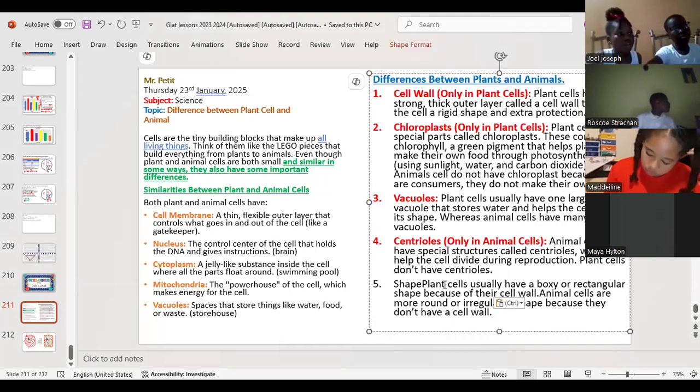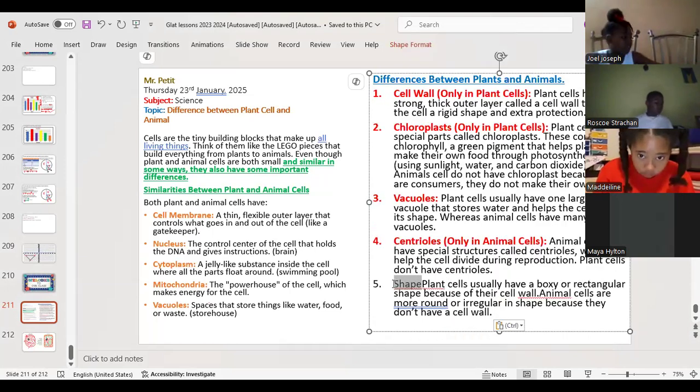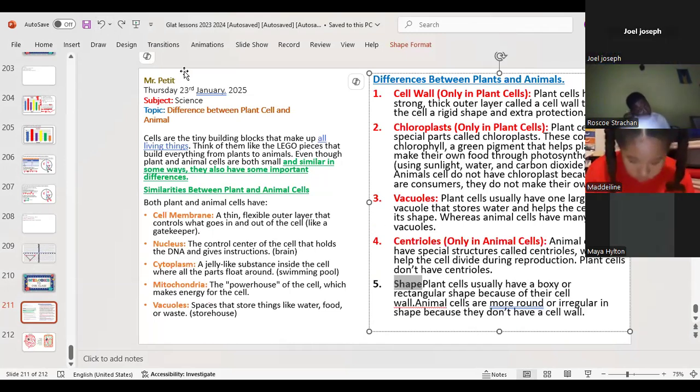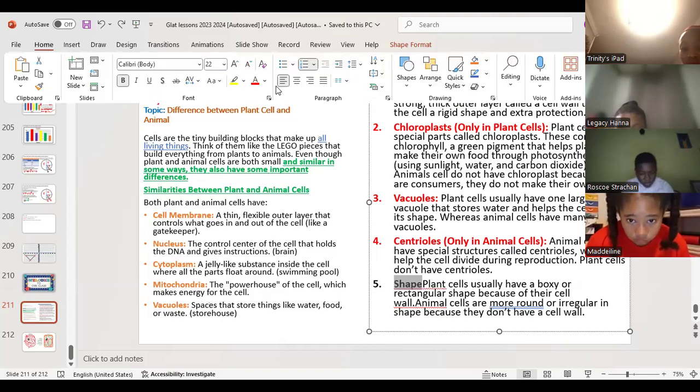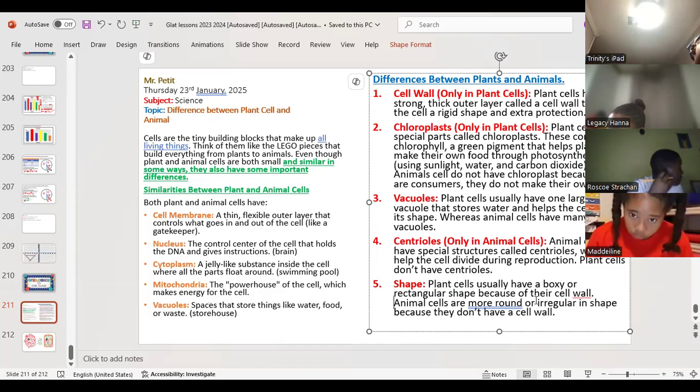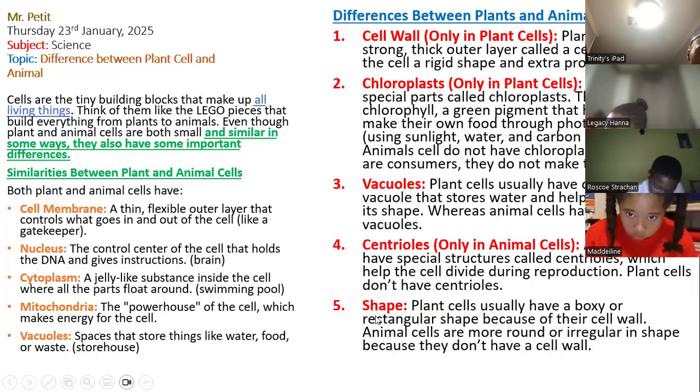So the shape. The plant cells usually have a boxy or rectangular shape. But the animal cells have an irregular shape. That means it could be any shape. And the reason why plant cells have a rigid or boxy shape is because of the cell wall. The cell wall makes sure that it has a rigid or boxy shape.